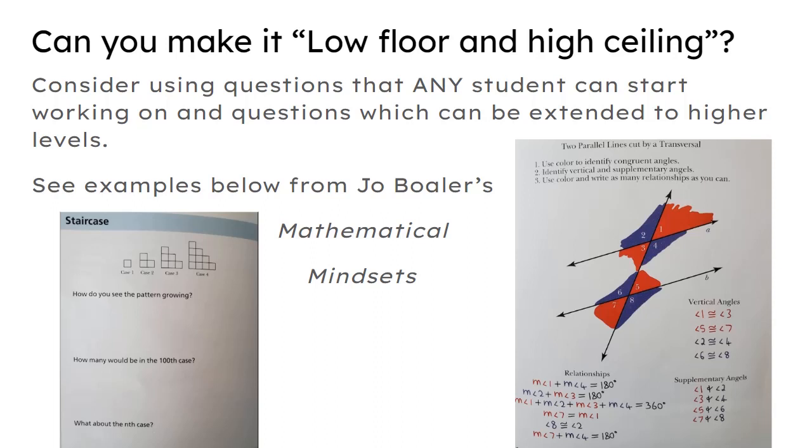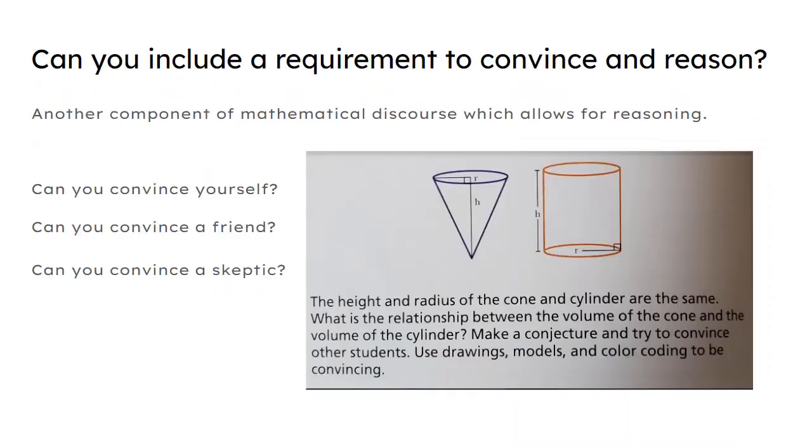Over here on the right, two parallel lines cut by a transversal. Use color to identify the congruent angles. Identify vertical and supplementary angles. Use color and write as many relationships as you can. So again, some students may only be able to get the vertical angles, and that's okay. Some students may be able to see some supplementary angles, but not all supplementary angles. And then again, the relationships here. Again, all students should be able to at least start it, and then more and more students can possibly extend it to higher levels. And then finally, can you include a requirement to convince and reason?